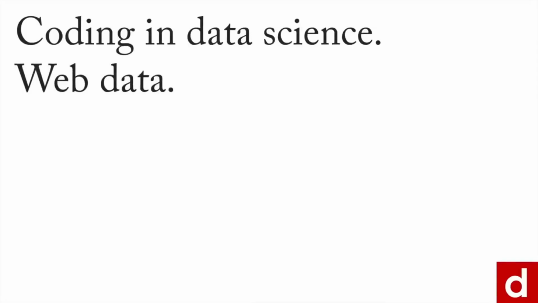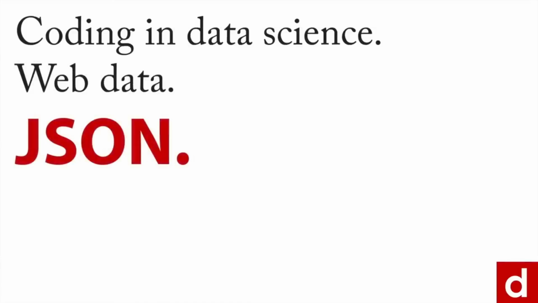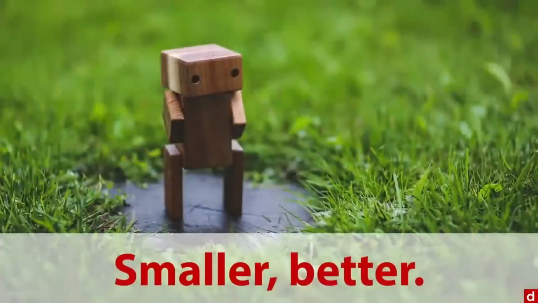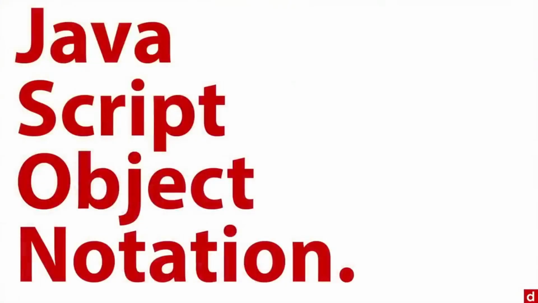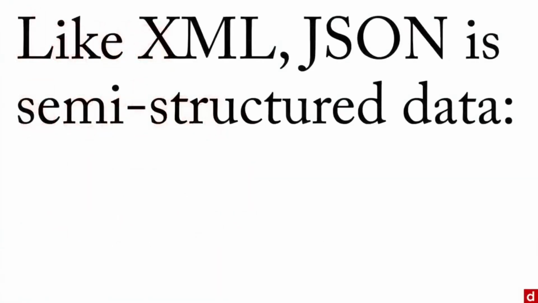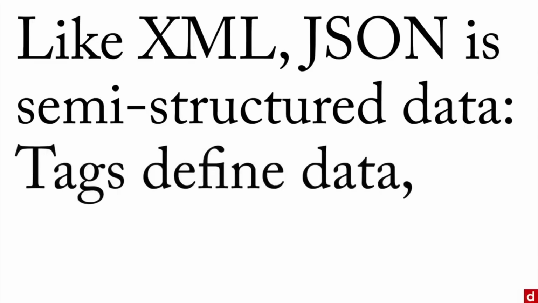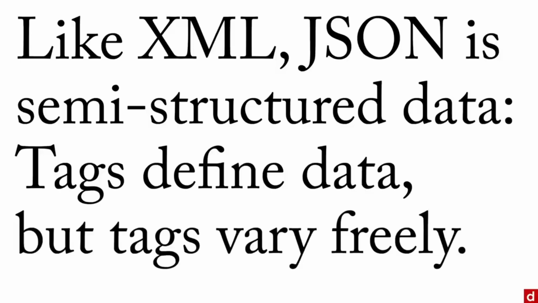The last thing I want to mention about coding in data science and web data is something called JSON. And I like to think of it as a version of smaller is better. Now, what JSON stands for is JavaScript Object Notation, although JavaScript is supposed to be one word. And what it is that like XML, JSON is semi-structured data. That is, you have tags that define the data so the computer knows what each piece of information is. But like XML, the tags can vary freely. And so there's a lot in common between XML and JSON.